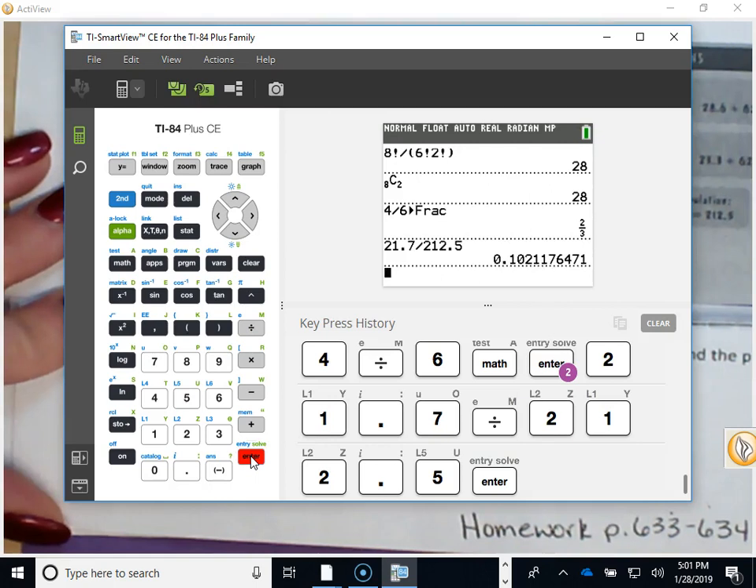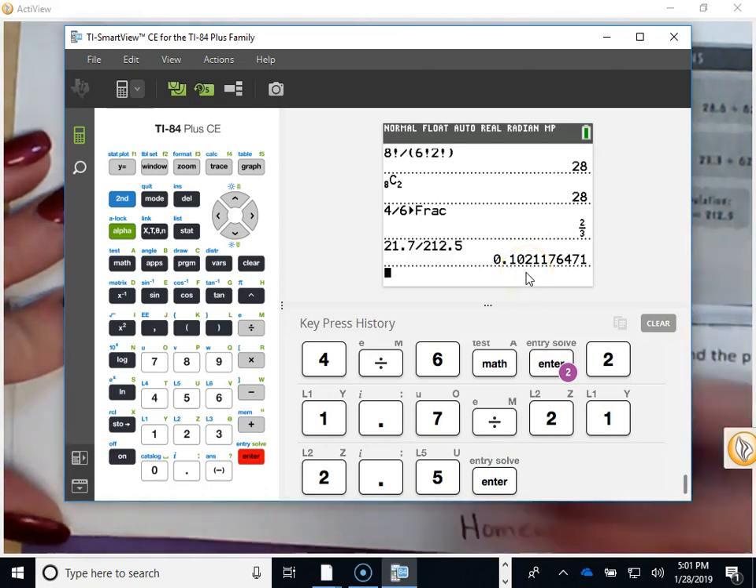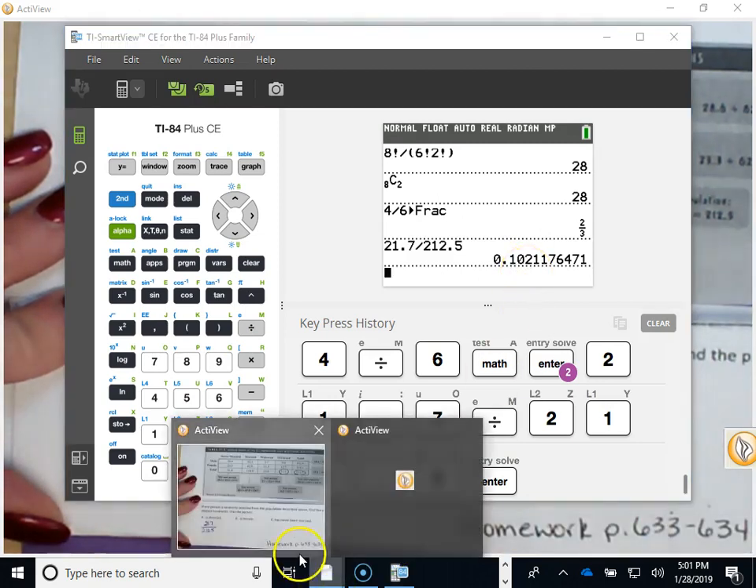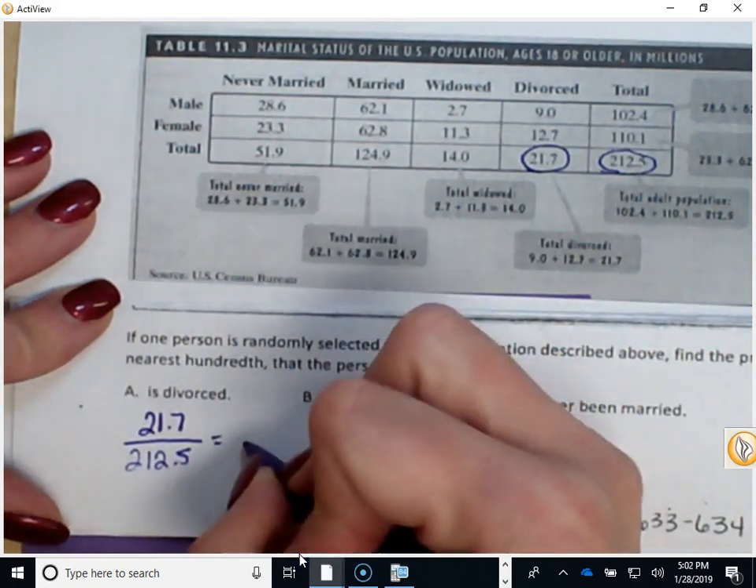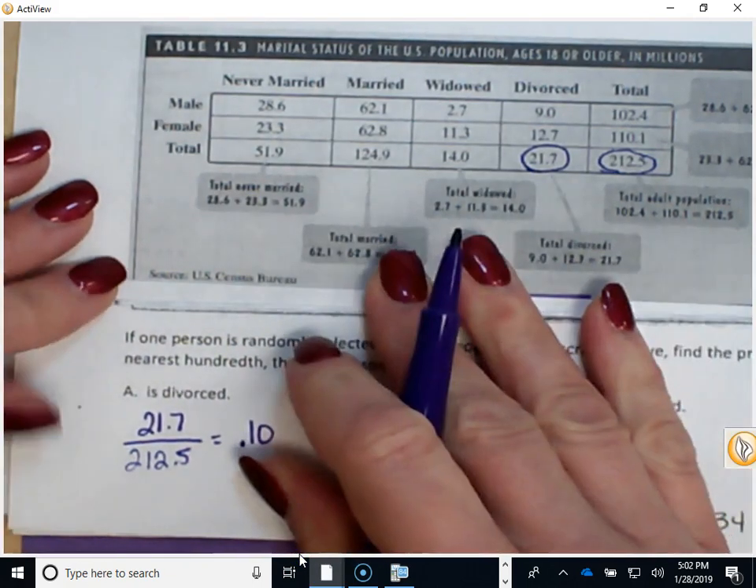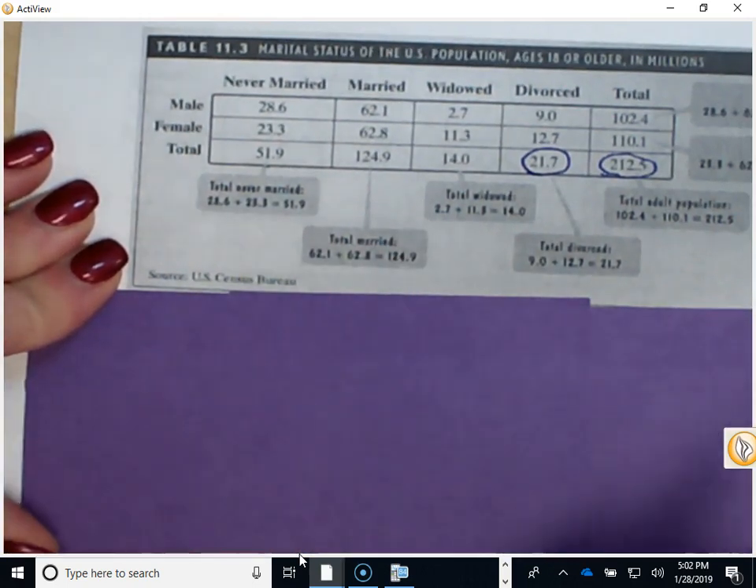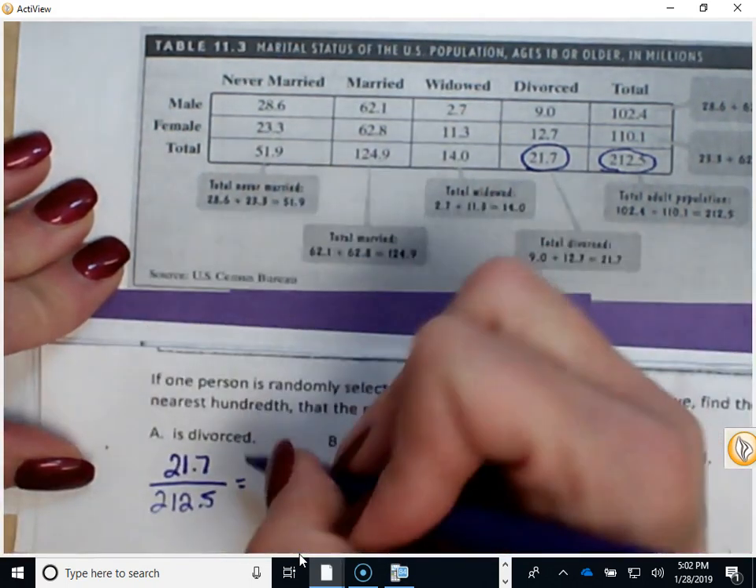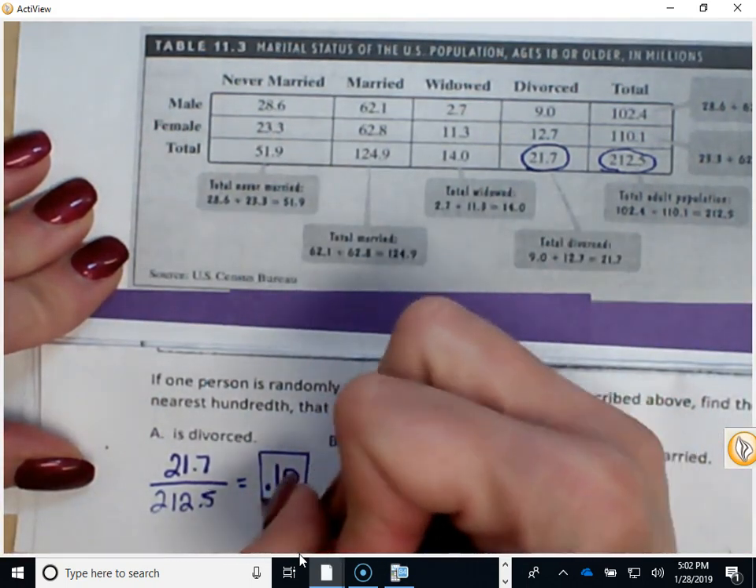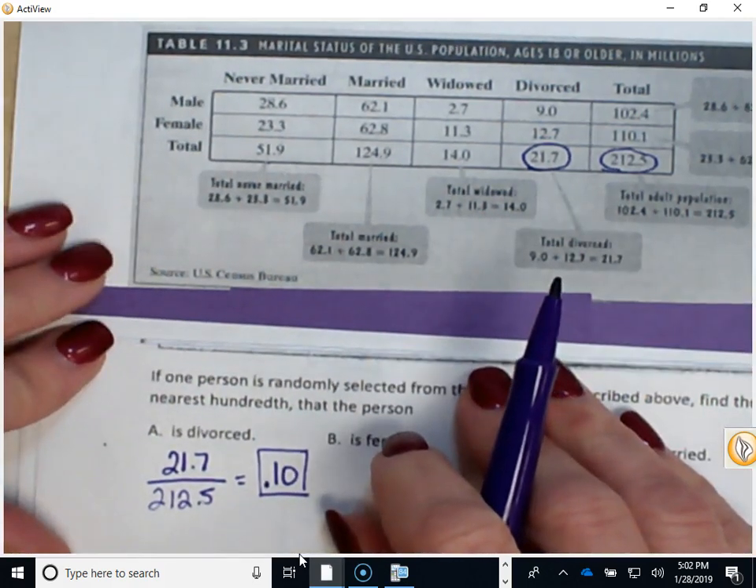Now what they asked us to do was round to the nearest hundredth. So here's the tenths position, hundredths. When they say to the hundredths, you've got to look one more number to the right. It's a 2, so that means that 0 stays a 0. So 0.10. Check, make sure I did that right. Yep, got it. So this is the probability, which is basically 10% of the people had been divorced.